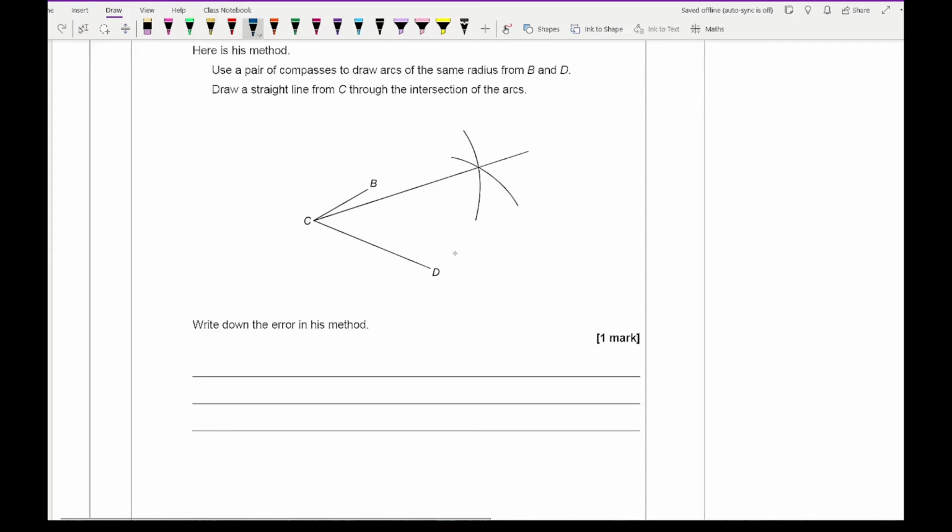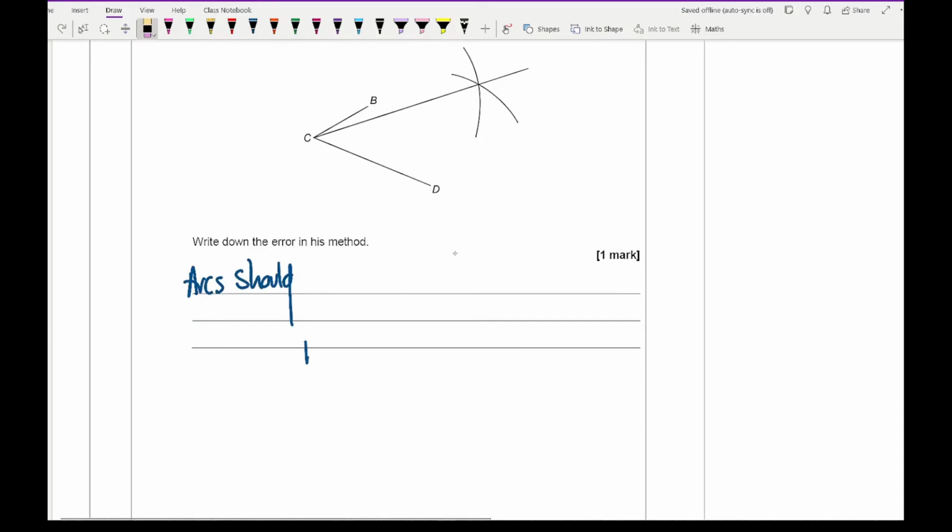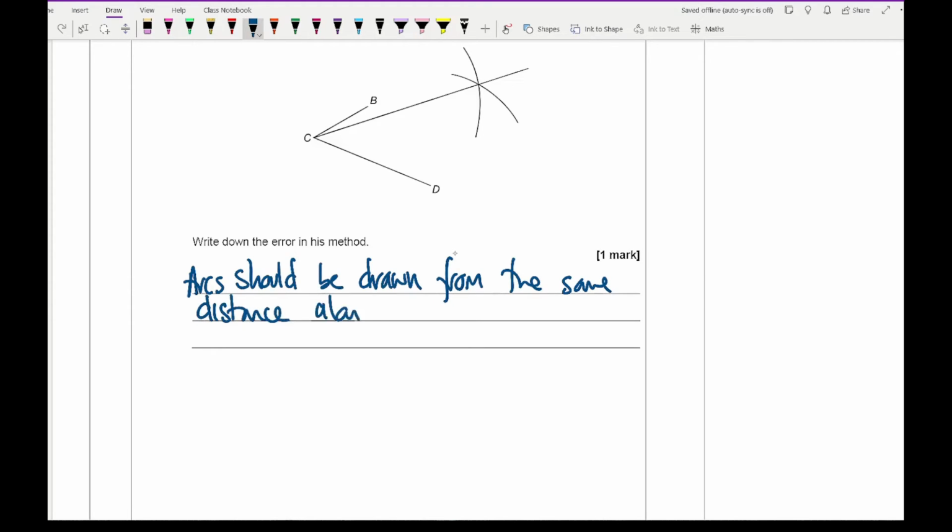So something along the lines of where it's obviously not worked out is, I would say that the arcs should be drawn from the same distance along CB and CD. So something along those lines, the fact that he should have put his pin at C and drawn an arc onto the lines BC and CD, and then from there drawn another arc.